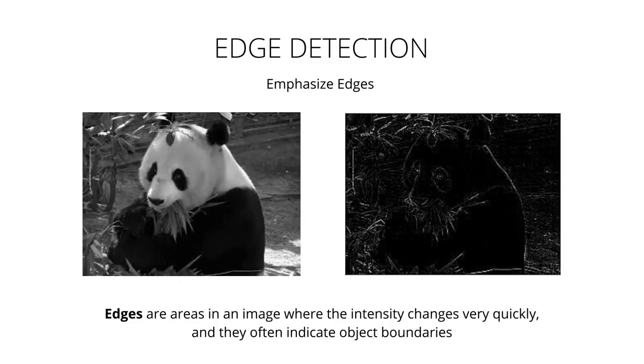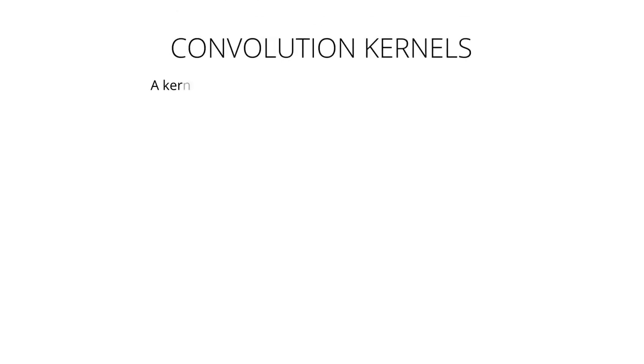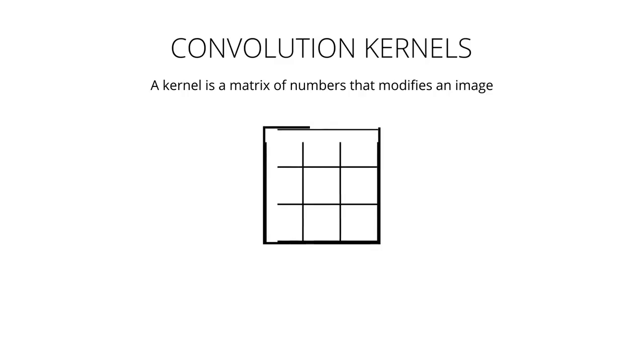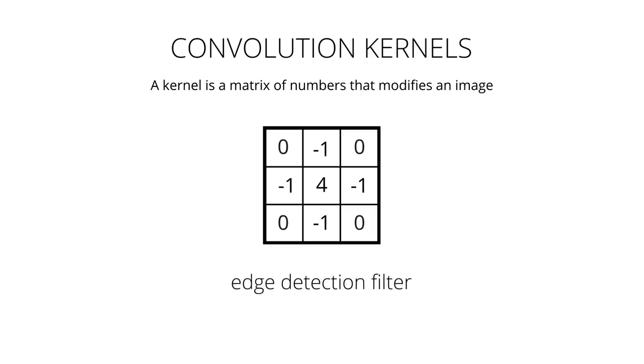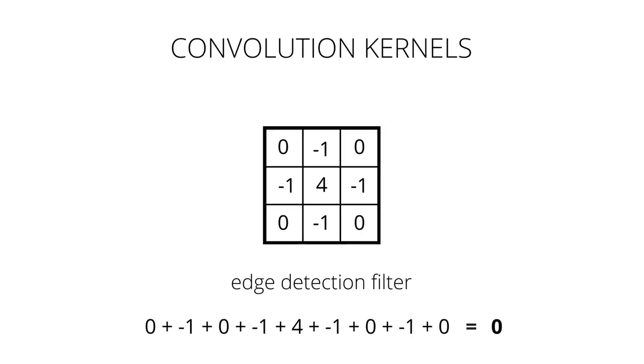Now let's see how exactly a filter like this works. The filters I'll be talking about are in the form of matrices, often called convolution kernels, which are just grids of numbers that modify an image. Here's an example of a high-pass filter that does edge detection. It's a 3x3 kernel whose elements all sum to 0. It's important that, for edge detection, all of the elements sum to 0, because this filter is computing the difference or change between neighboring pixels.